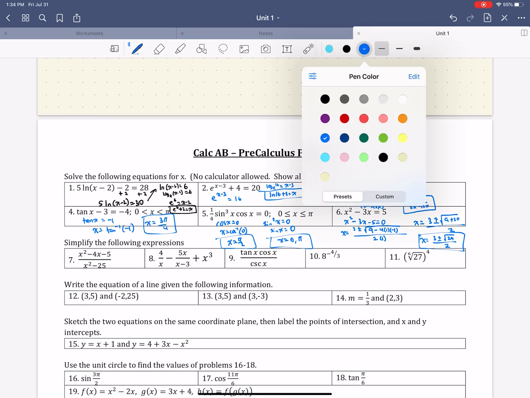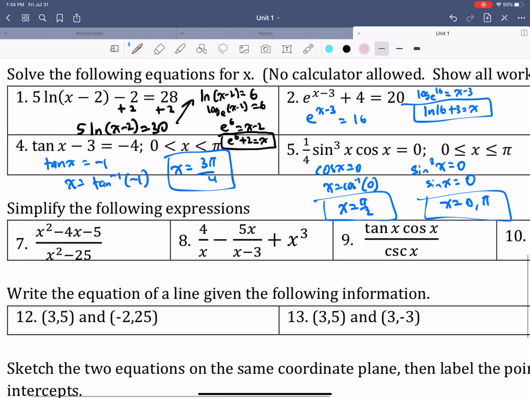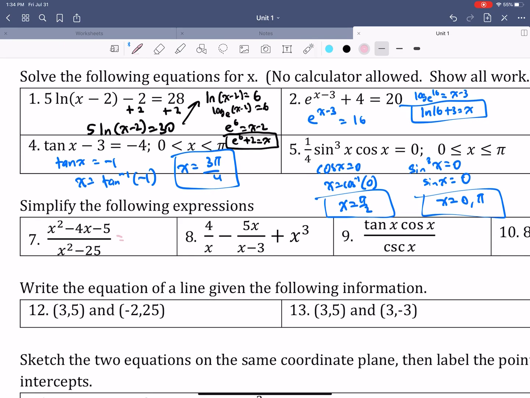Let's change colors. Let's see. I like pink. Simplify the following expressions. Okay, so I can see that this is factorable already. X minus 5, x plus 1. And again, it's because I've practiced this so many times so slowly that I can now do it quickly. And then in the denominator, we got x plus 5, x minus 5. I can see that what's going to cancel out are the x minus 5s, which is going to give us x plus 1 over x plus 5 as our simplified form. You should state your exclusions when you're simplifying. So I should have x cannot be positive 5, because that's what we canceled out.